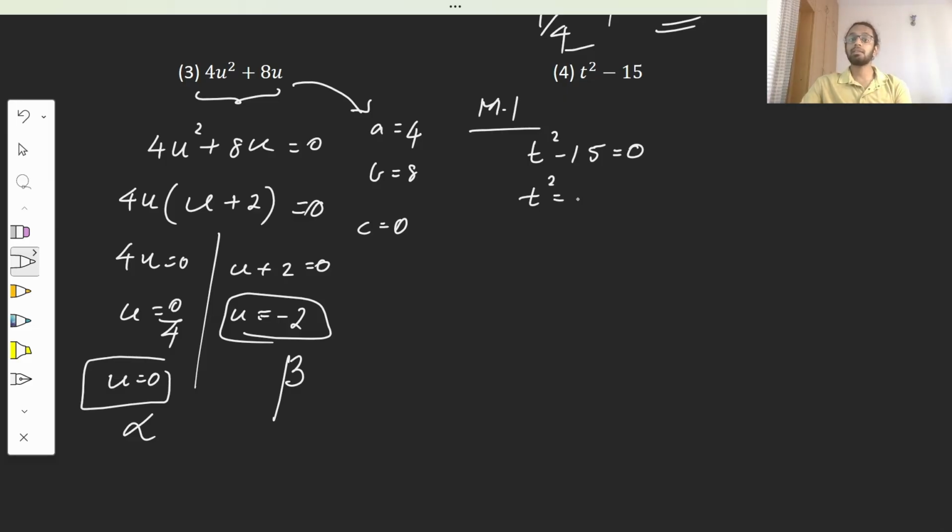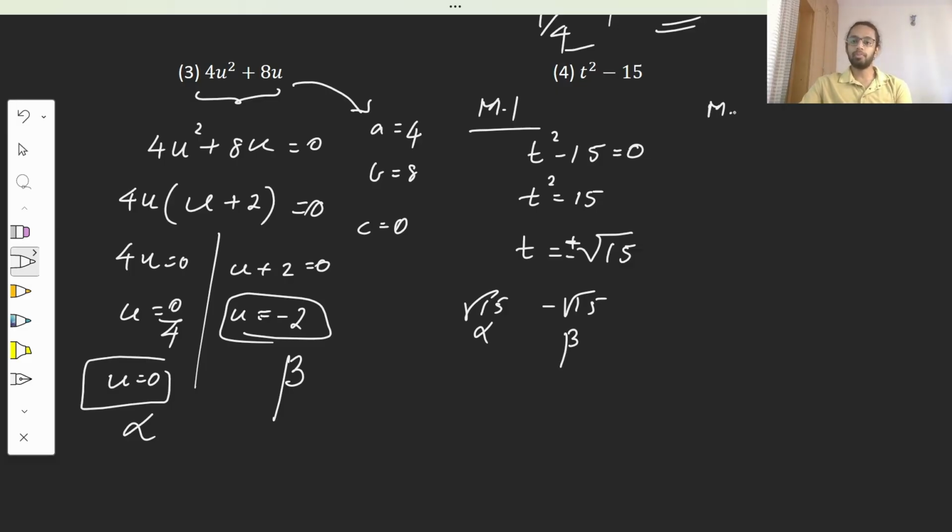And we take the minus 15 to the other side, it becomes plus 15. Now, when we make t square as t, we take the root on the other side, but we need to mention plus or minus, because plus root 15 times plus root 15 will also give 15. Minus root 15 times minus root 15 will also give 15. So therefore, we have to introduce plus or minus. Here, plus root 15 is alpha and minus root 15 is beta. This is one method of doing this.